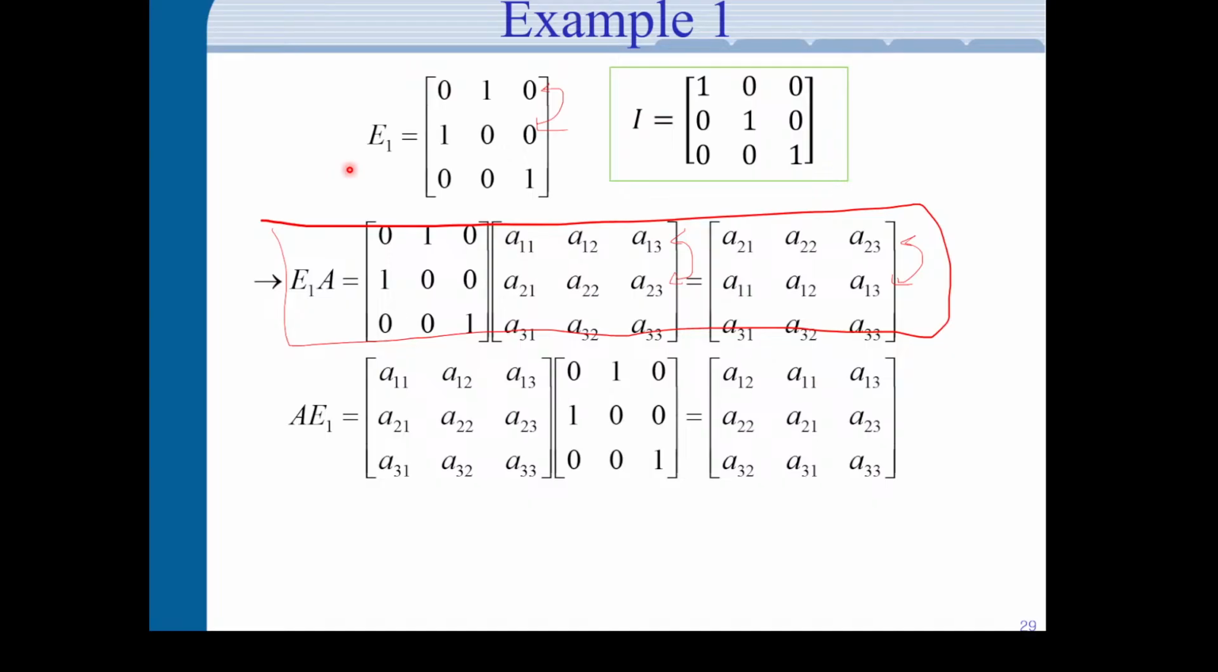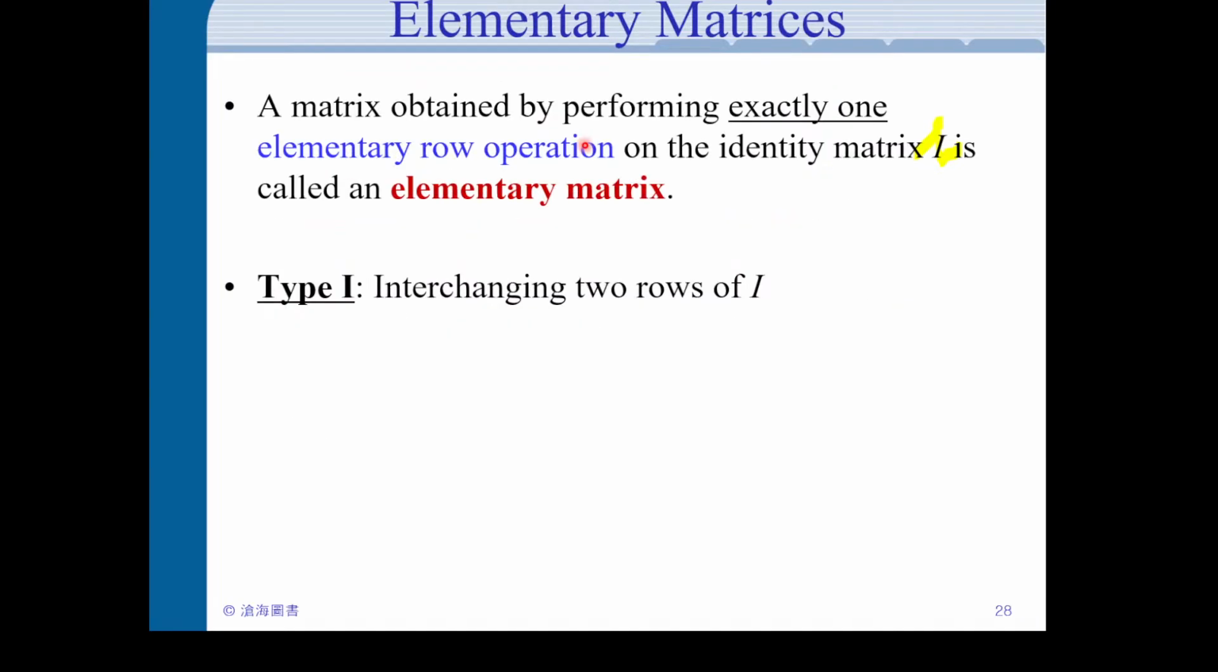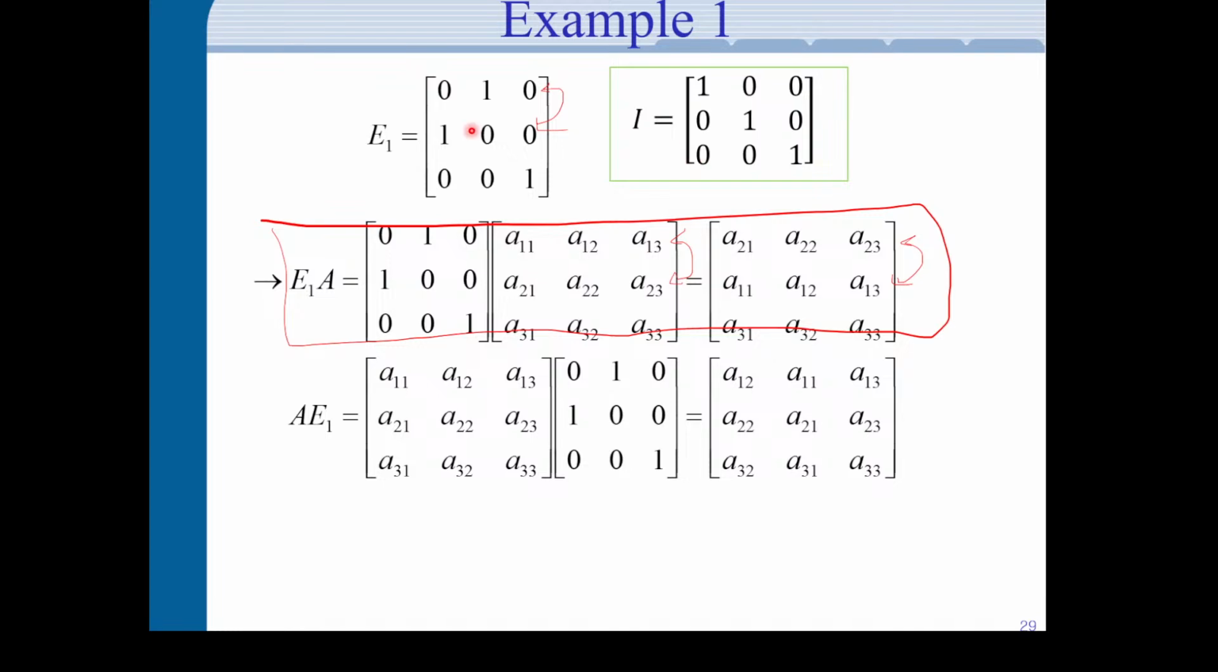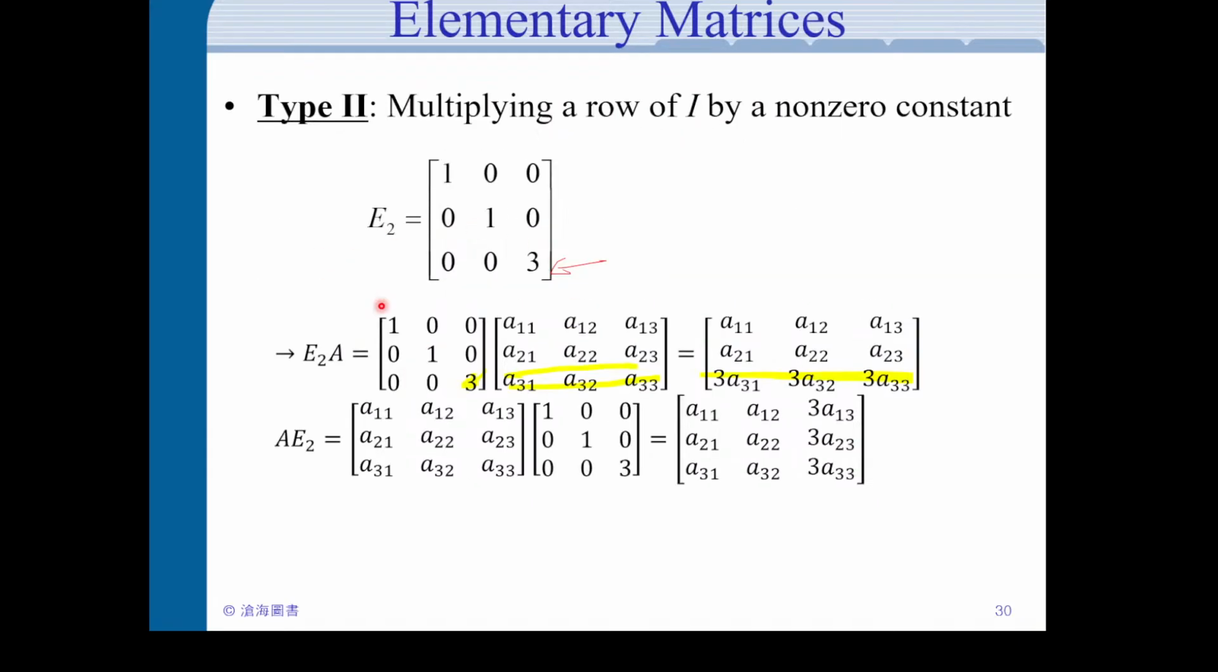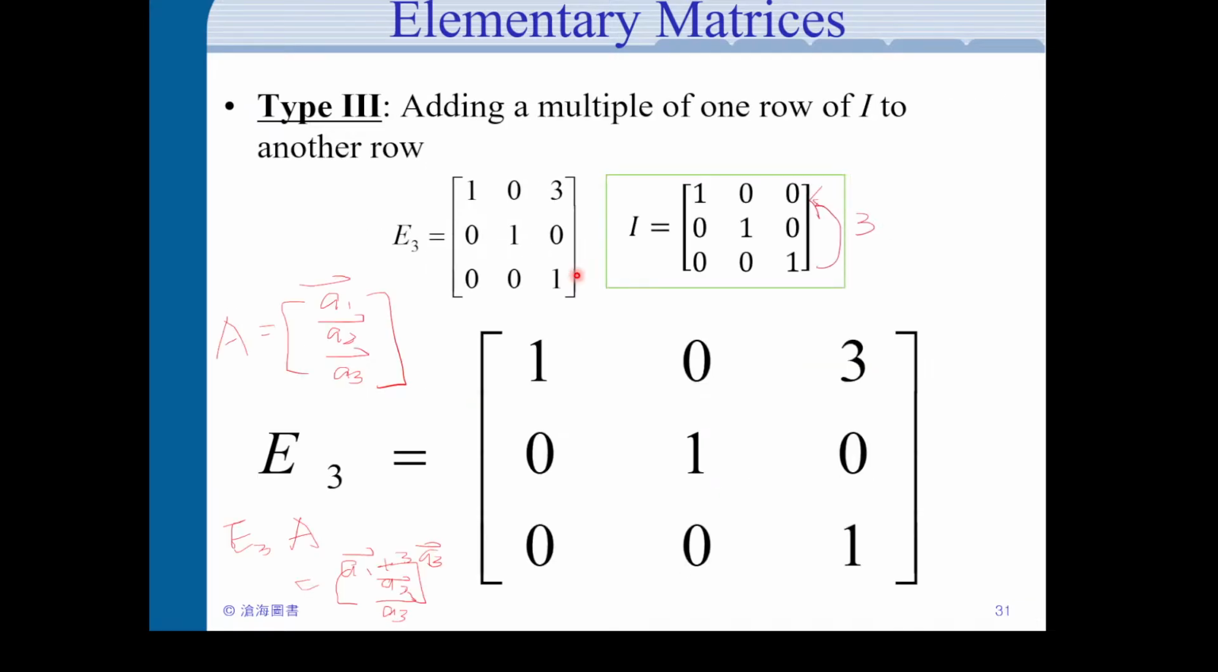I guess I should go back a little bit. Elementary matrices are obtained by performing the elementary row operation on the identity matrix I. And so we have row exchange. Here is the example of exchanging the first 2 rows, and multiplying a number on a row. Here is the elementary matrix for multiplying 3 on the 3rd row. And then we have adding a multiple of a row to another row. So here is an example of adding a multiple of a row to another row.